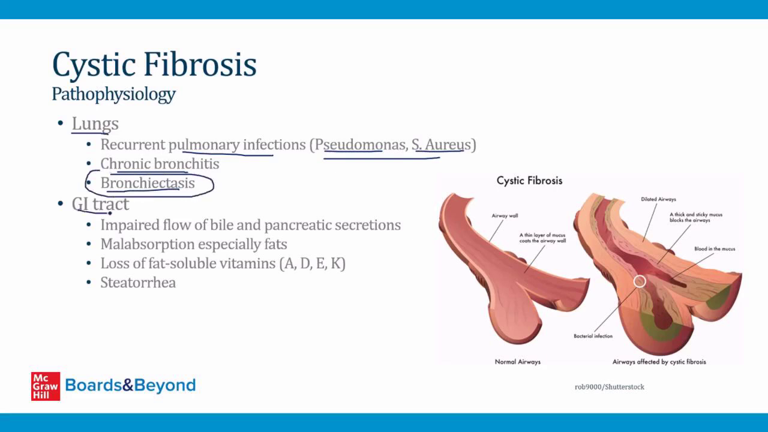In the GI tract, the thick, sticky mucus impairs the flow of bile and pancreatic secretions, so this leads to malabsorption, especially of fats, because you need pancreatic enzymes to digest fats, and if those enzymes don't flow into the GI tract, that leads to malabsorption. So in particular, children with cystic fibrosis can become deficient in fat-soluble vitamins like A, D, E, and K. They can also develop steatorrhea, which is a type of diarrhea when there's lots of fat in the stool.